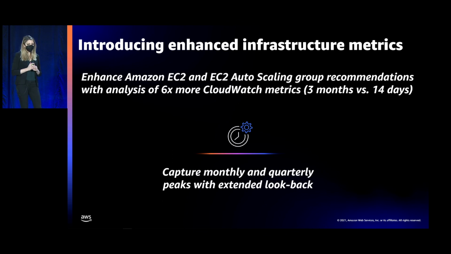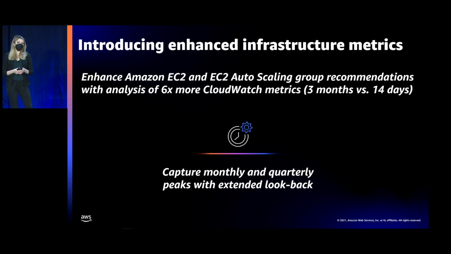And then the final launch that I'd like to talk about is enhanced infrastructure metrics. So you told us that you wanted Compute Optimizer to consider a longer look-back period so that the recommendations can consider monthly or quarterly peaks, and specifically for EC2 instances and auto-scaling groups. And we listened, and on Monday, Compute Optimizer introduced enhanced infrastructure metrics, which is a new paid feature in Compute Optimizer that you can activate to extend your look-back period from 14 days to 3 months.